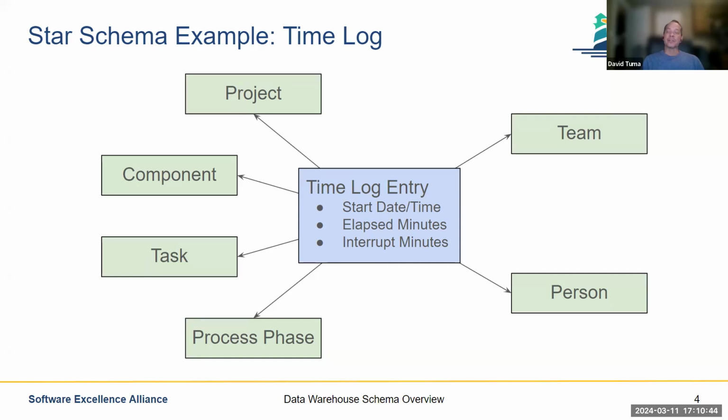And the time log entry basically describes itself by including a foreign key to each one of these dimensions. So you can see I'm pointing to 6 different dimensions here, which means that my time log table would have 6 columns. Each of those 6 columns would be a foreign key to one of these other tables. There'd be a project column, which is a foreign key to the project table. There'd be a team column, which is a foreign key to the team table.